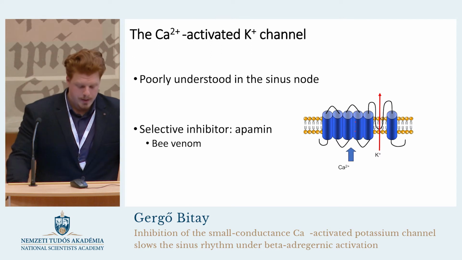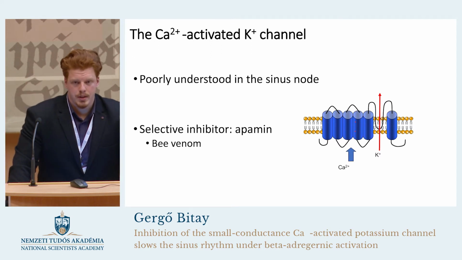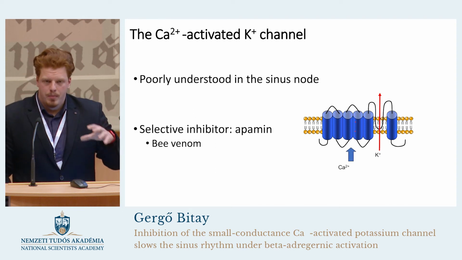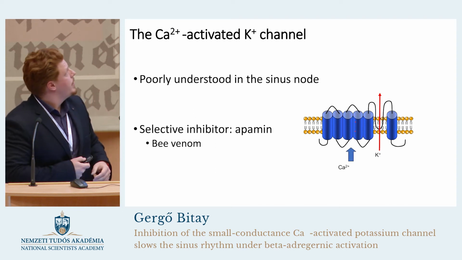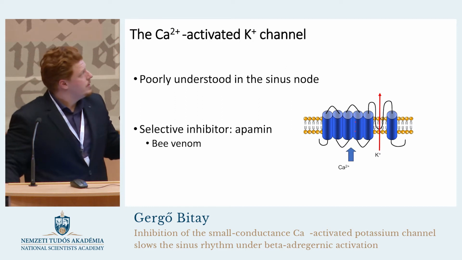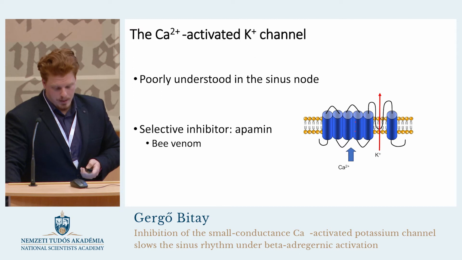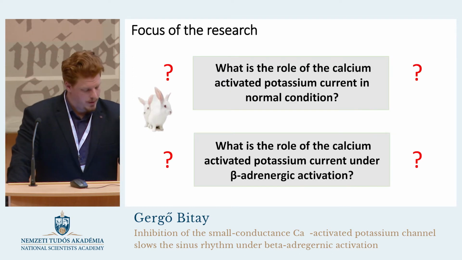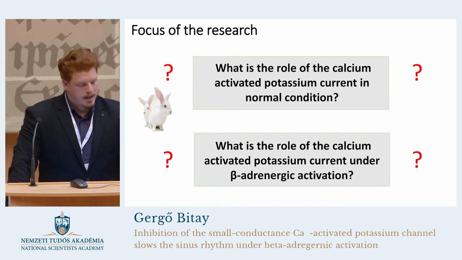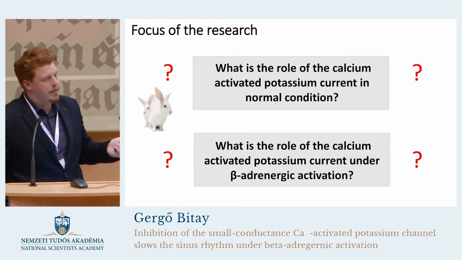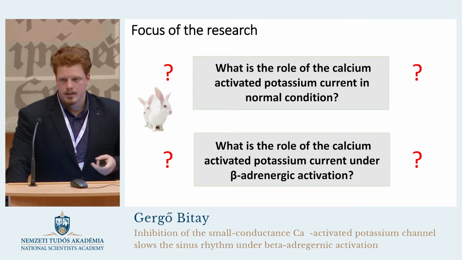So the calcium-activated potassium channel is poorly understood in the sinus node, and we used a selective inhibitor or blocker of this current called apamin, which was first isolated from bee venom. And here's the structure of this channel. So in our research, we focused on this channel, the calcium-activated potassium channel current. So how does this work under normal condition and under a beta adrenergic activation, so when there's an increased calcium level in the cell?